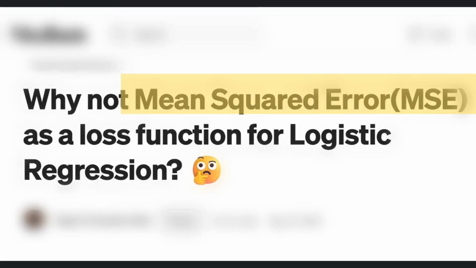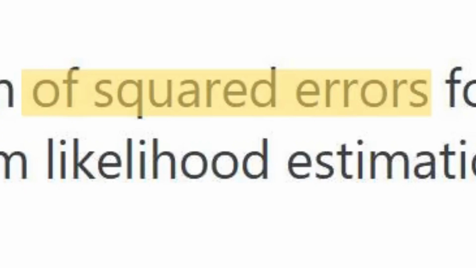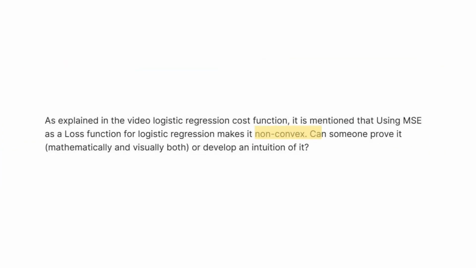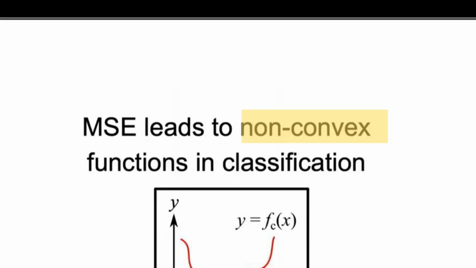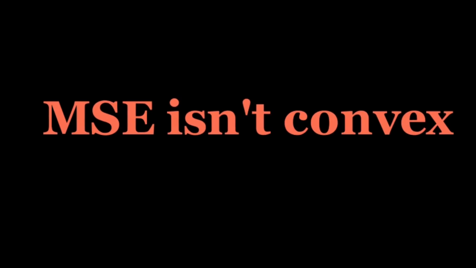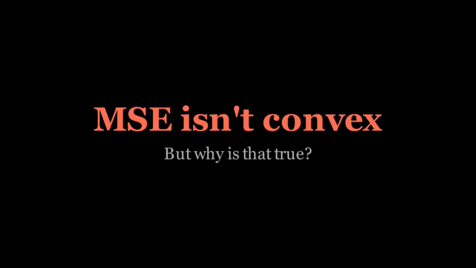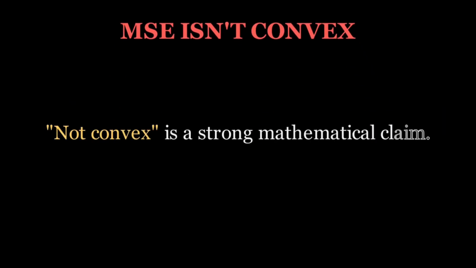Everyone says you shouldn't use mean squared error for logistic regression, and you usually get the same answer when asked why. MSE isn't convex. But here's the question almost nobody asks. Is it always true? Because not convex is a strong mathematical claim.